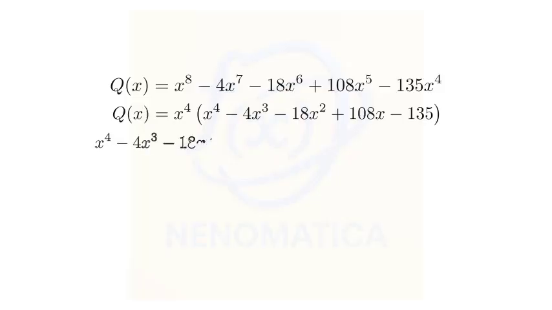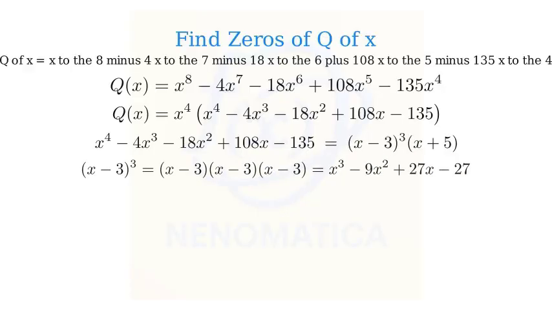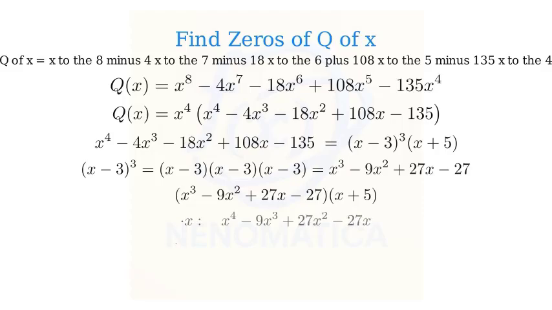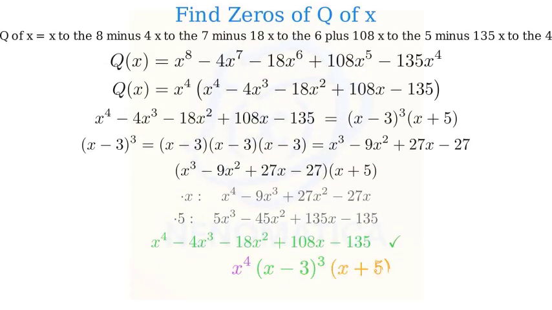Let's quickly verify by expanding. First, (x minus 3) cubed equals x cubed minus 9x squared plus 27x minus 27. Now multiply that by x plus 5. Multiply by x, then add 5 times the polynomial and combine like terms. We get x to the 4 minus 4x cubed minus 18x squared plus 108x minus 135, which matches our quartic. Therefore, the fully factored form is q of x equals x to the 4 times (x minus 3) cubed times (x plus 5).